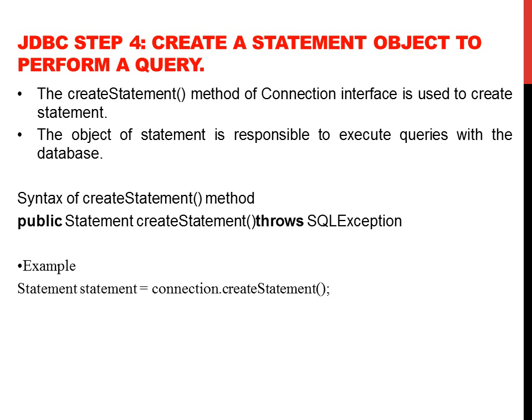Then after creating a connection object, you have to create a statement object to perform a query. How to create a statement object? For that we have to use the createStatement method of the Connection interface. The syntax of this method is createStatement, it throws SQLException, and this method will return a statement object. So after creating the connection, you use the createStatement method of the Connection interface, and that is used to perform the query. After createStatement, we will get a reference of the statement object.